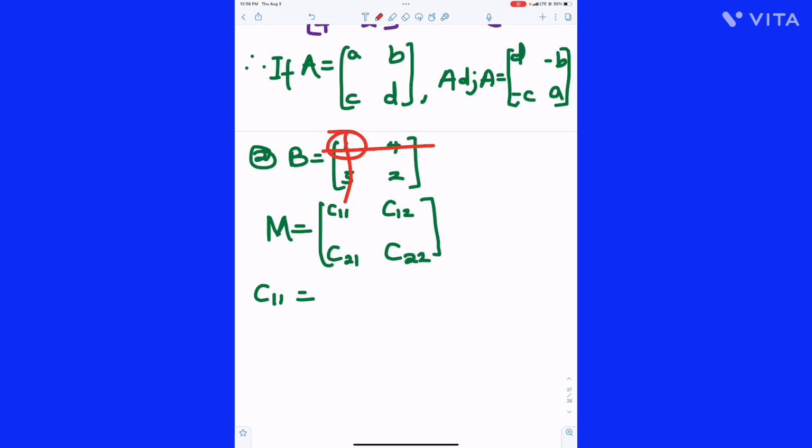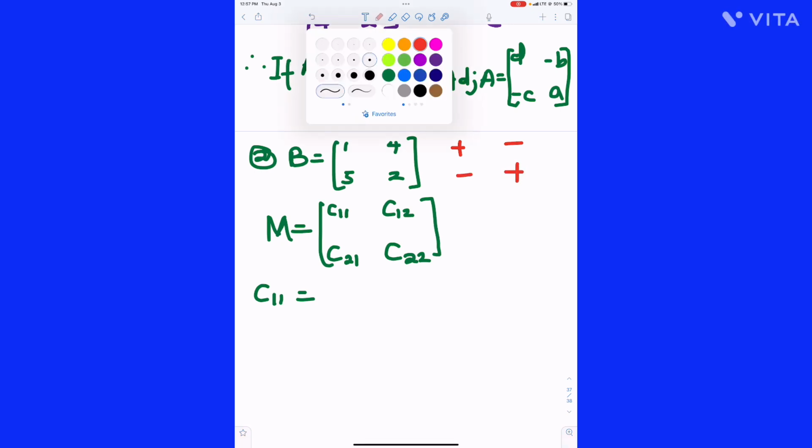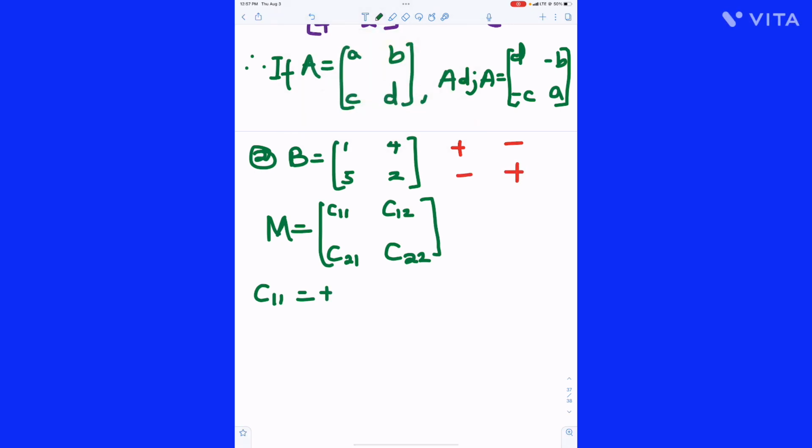Its cofactor will be what? Don't forget, the signs are plus, minus, minus, plus. So its cofactor will be plus times 2. Plus, minus, minus, plus. That means its cofactor will be plus times 2, and that gives me plus 2.